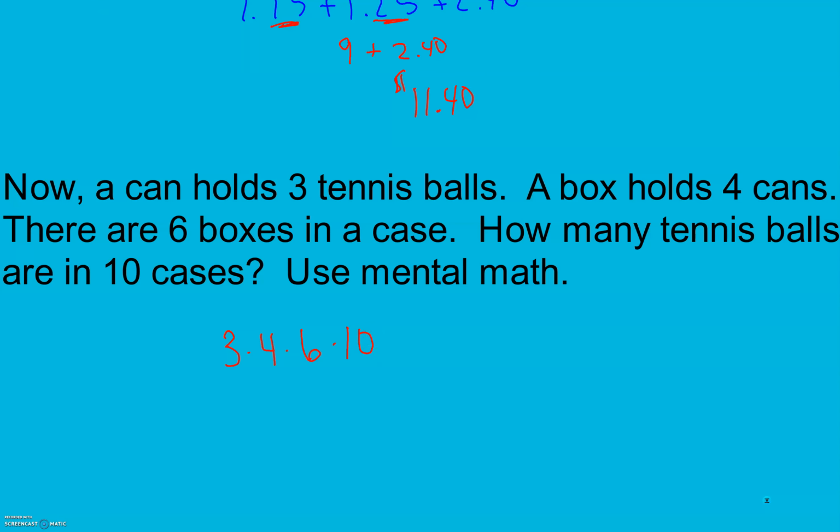When you do this, try and pick things that are going to be easy for you to do mentally. So for me, for example, I wanted to do the 4 and the 6 right away. So those are the 2 that I grouped. And I just moved my 3 here. Because 4 times 6 is 24. And I know there's 24 hours in a day. So when I take that times 3, I know that 3 days has 72 hours. And I drop down the 10 and get 720 tennis balls.